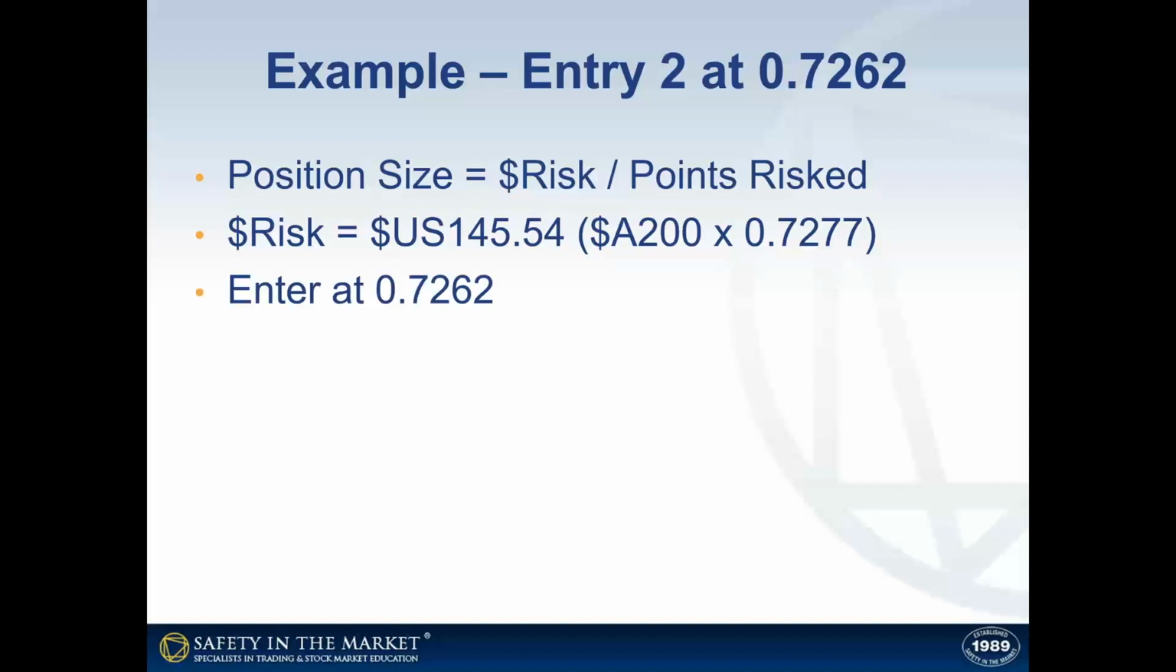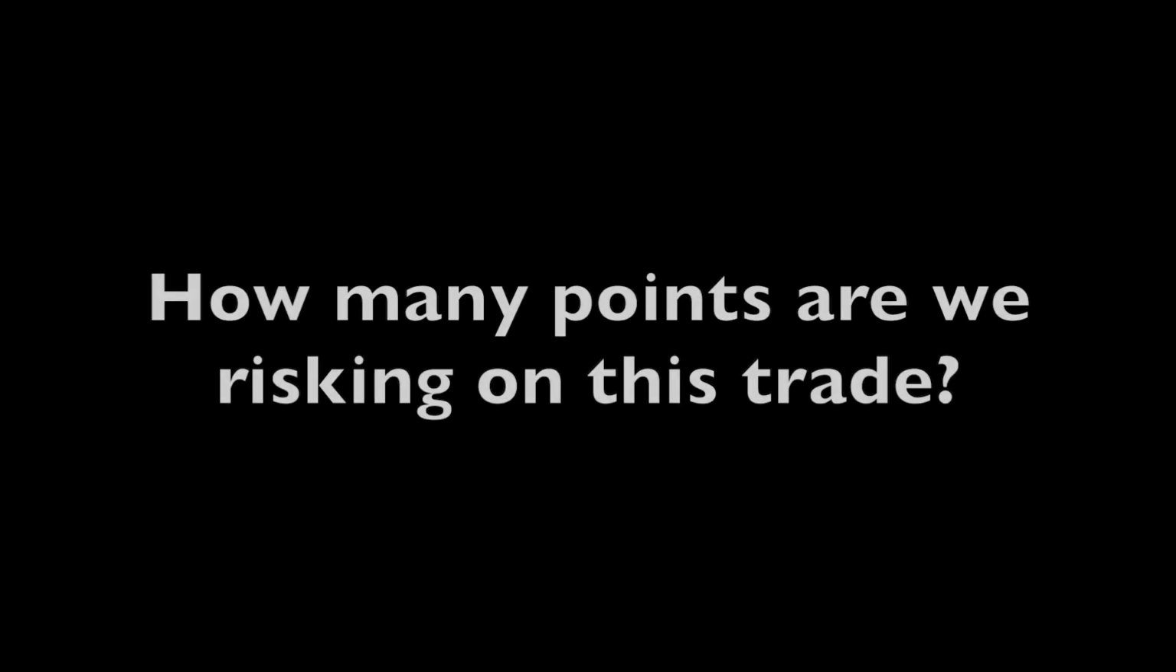Now, we already know that the entry is going to be at 72.62 and that the stop loss is at 72.77. Using those figures, work out how many points we're risking on this trade. You might like to pause and work this out for yourself on the calculator. Then when you're ready, you can resume the video.